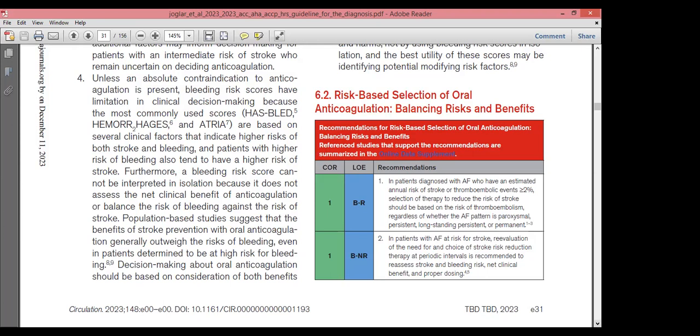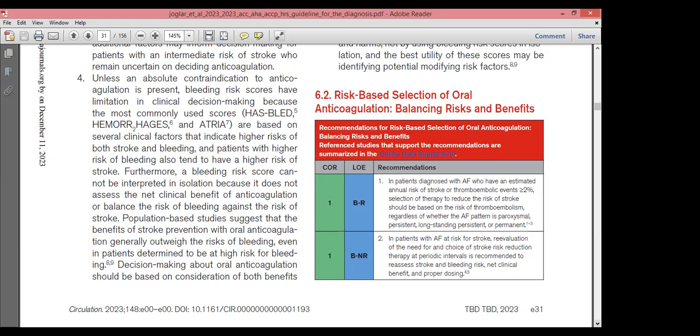Class 1 recommendation. Then in patients with AF at risk of stroke, re-evaluation of the need for and choice of stroke risk reduction therapy at periodic intervals is recommended to assess stroke and bleeding risks, net clinical benefits, and proper dosing. So patients that have risk of stroke and they have AF, it's advised that at periodic intervals, you reassess them again for their stroke risks and their bleeding risks, and then you check whether they are being dosed properly.